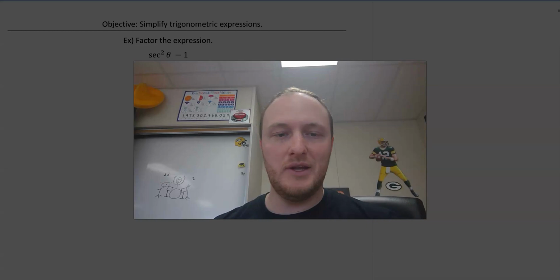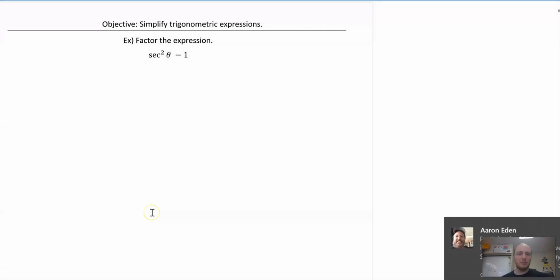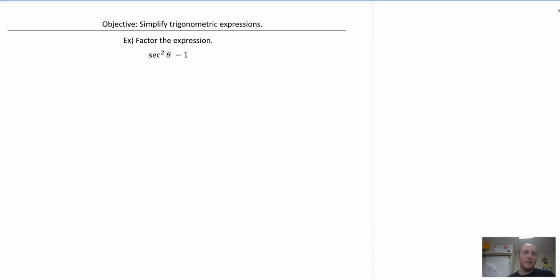Okay, so let's go ahead and look at the first example here. We have secant squared theta minus 1. What you need to get used to is that when you see a secant squared, just know that this is secant theta quantity squared minus 1. And really what you should see here is a difference of two squares. I have secant theta that's squared, and I have 1 that's squared.